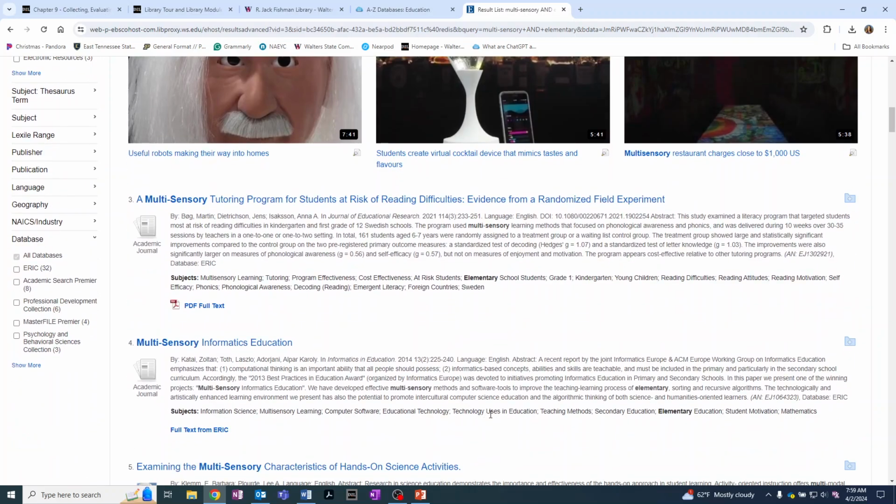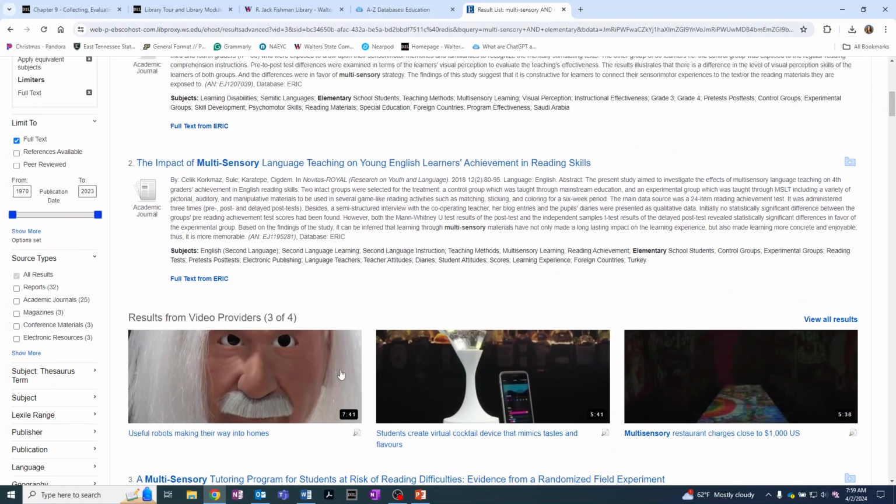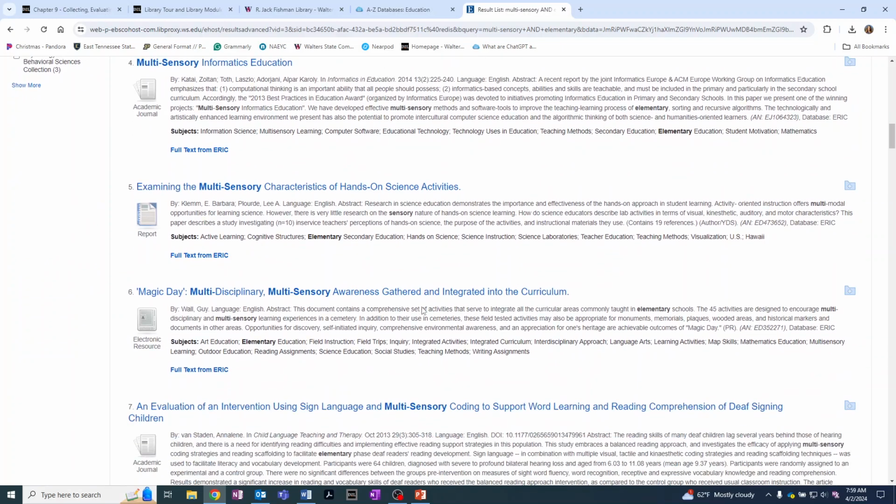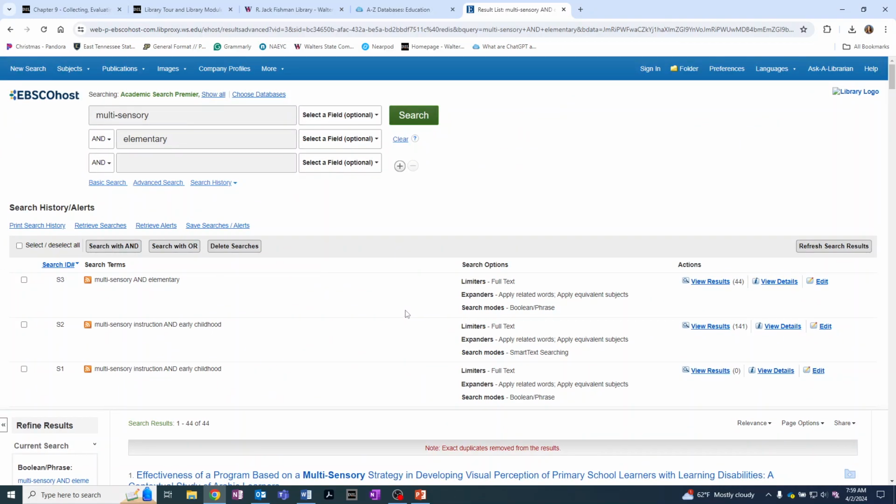That is another way. So you'll see here, if you pick one, this one says a multisensory tutoring program for students at risk of reading difficulties. You'll see here it says PDF full text. That's what you want to see, because that's going to give you the whole source and not just part of it. So that's a little short snippet of how you use the database.